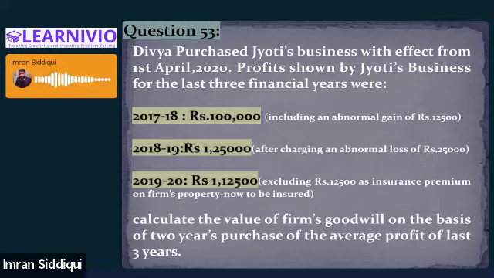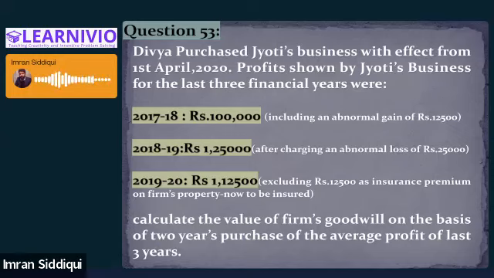It says this is the profit earned by the firm in 2017-18, 1 lakh, including the abnormal gain of 12,500, right? And similarly for the year 2018-19, the profit earned by the firm was 1,25,000, but this is after charging an abnormal loss of 25,000. And similarly, for the year 2019-20, 1,12,500 was the profit, but it excludes 12,500 as an insurance premium on the firm's property now to be insured.